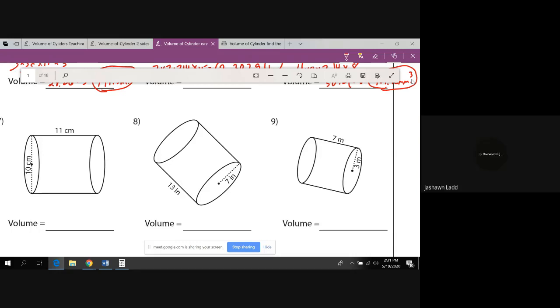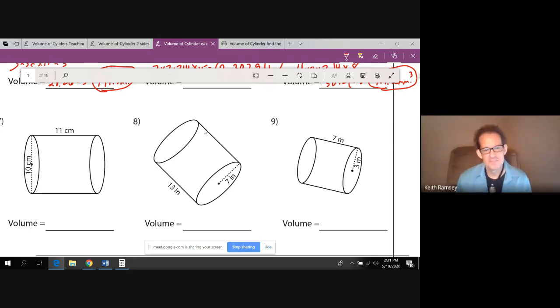Say, what's 4 plus 4, Mr. Ramsey? Which question are you on? Are you on number 7?